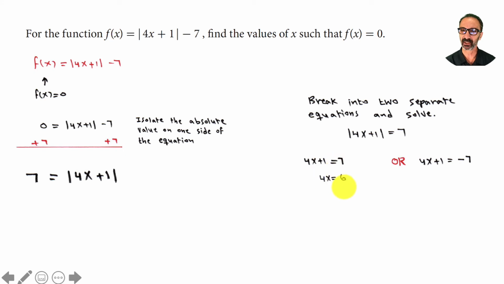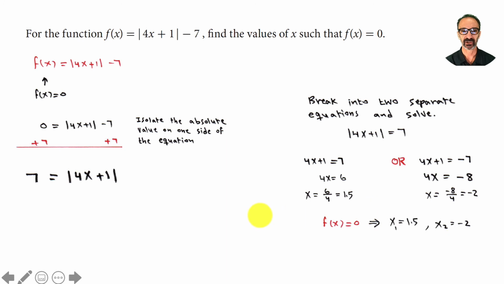Subtract 1, I get 4x equals 6. Divide by 4, I get 6 over 4, 1.5. On the other side, I'm going to subtract 1 again and get 4x equals -7 minus 1, which is -8. Divide by 4, I get -2. So when f of x equals 0, I get 2 roots or 2 zeros, which is 1.5 and -2. So the points are -2, 0, and 1.5, 0.